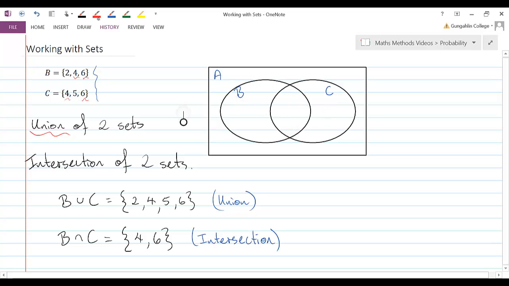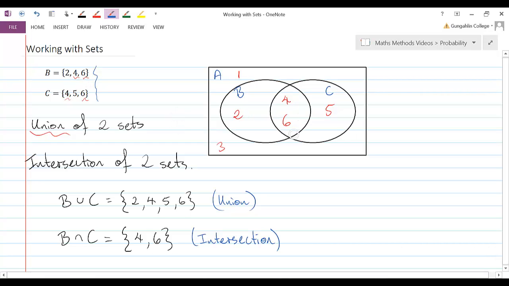So if we look through this list, the number 1, okay, it's not in any of these sets, so it's going to live outside those sets. Put it anywhere in here, I'll just happen to draw it there. 2 is in B, but it's not in C, so we put 2 here. 4 is in both sets, so I'm going to put it in here. Okay, it's inside C and it's inside B. 5 is inside C, but not B. Oh, I missed 3. 3 is not in either of them, it's going to live out here. And 6 is in both of them. Okay, so this is kind of a visual representation of these sets.